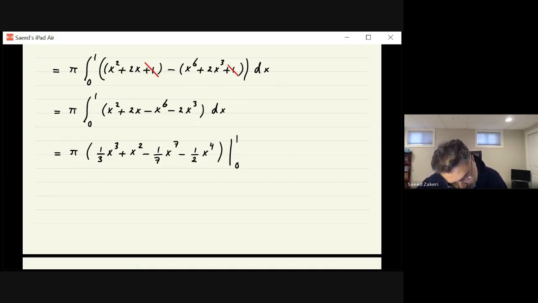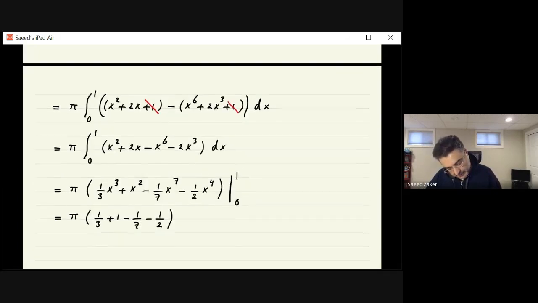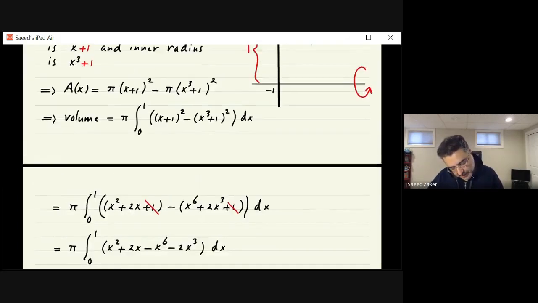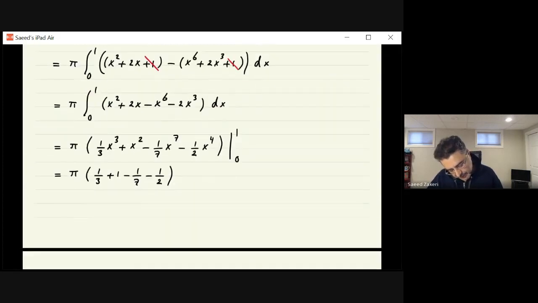So when you plug in 1, you get 1/3 plus 1 minus 1/7 minus 1/2. And when you plug in 0, you get nothing. You do this, and you simplify this fraction. I computed this number before, and the answer is 29 pi over 42.